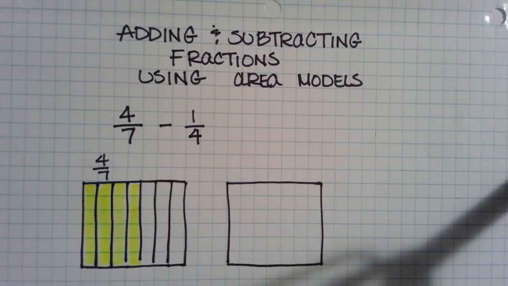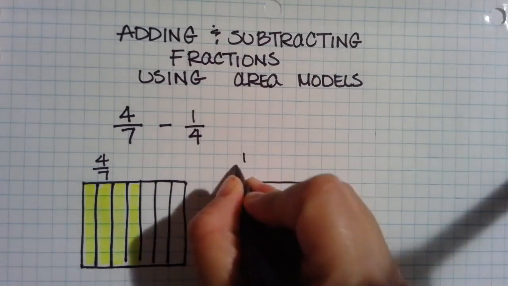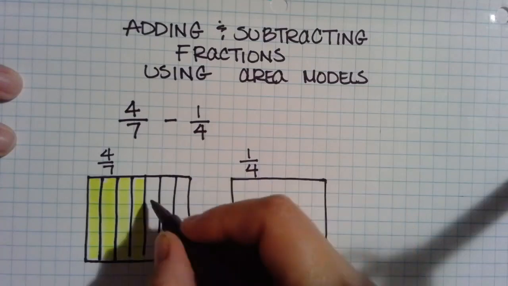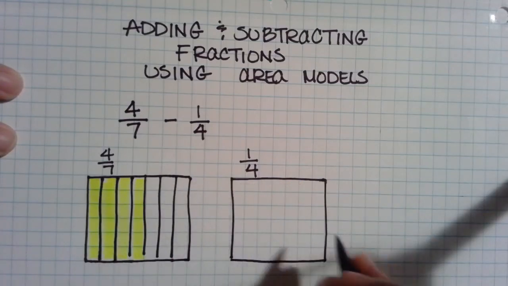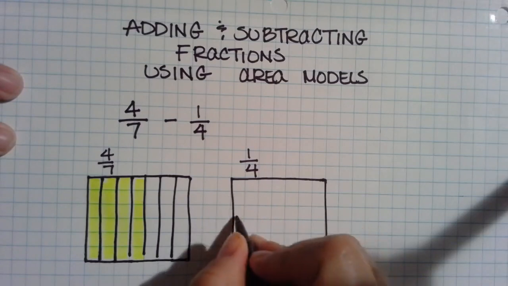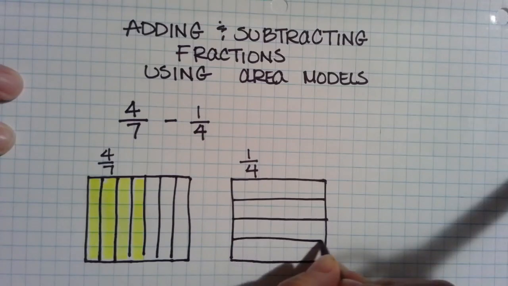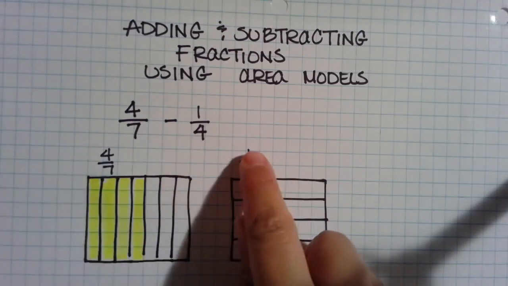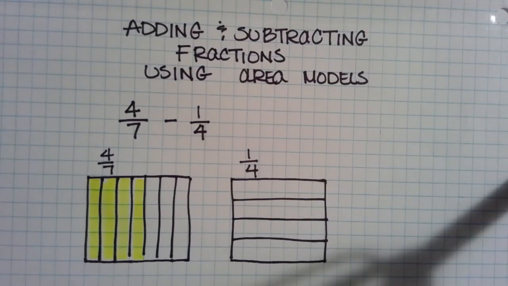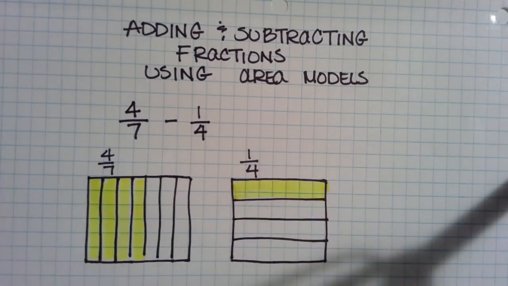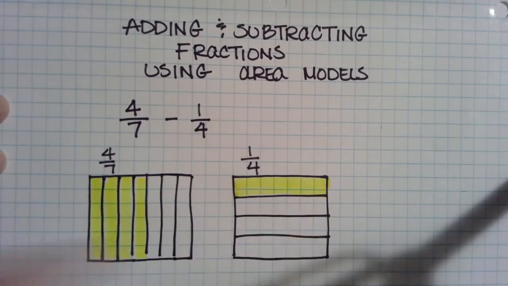Okay. Now for my other fraction, which is the 1/4. This time I'm dividing my box into fourths, and instead of doing vertical lines, I'm going to do horizontal lines. And so there I have fourths, and my numerator is saying shade one of them in. Okay, and so all I've done right now is represent each fraction. Here we see 4/7, here I see 1/4.